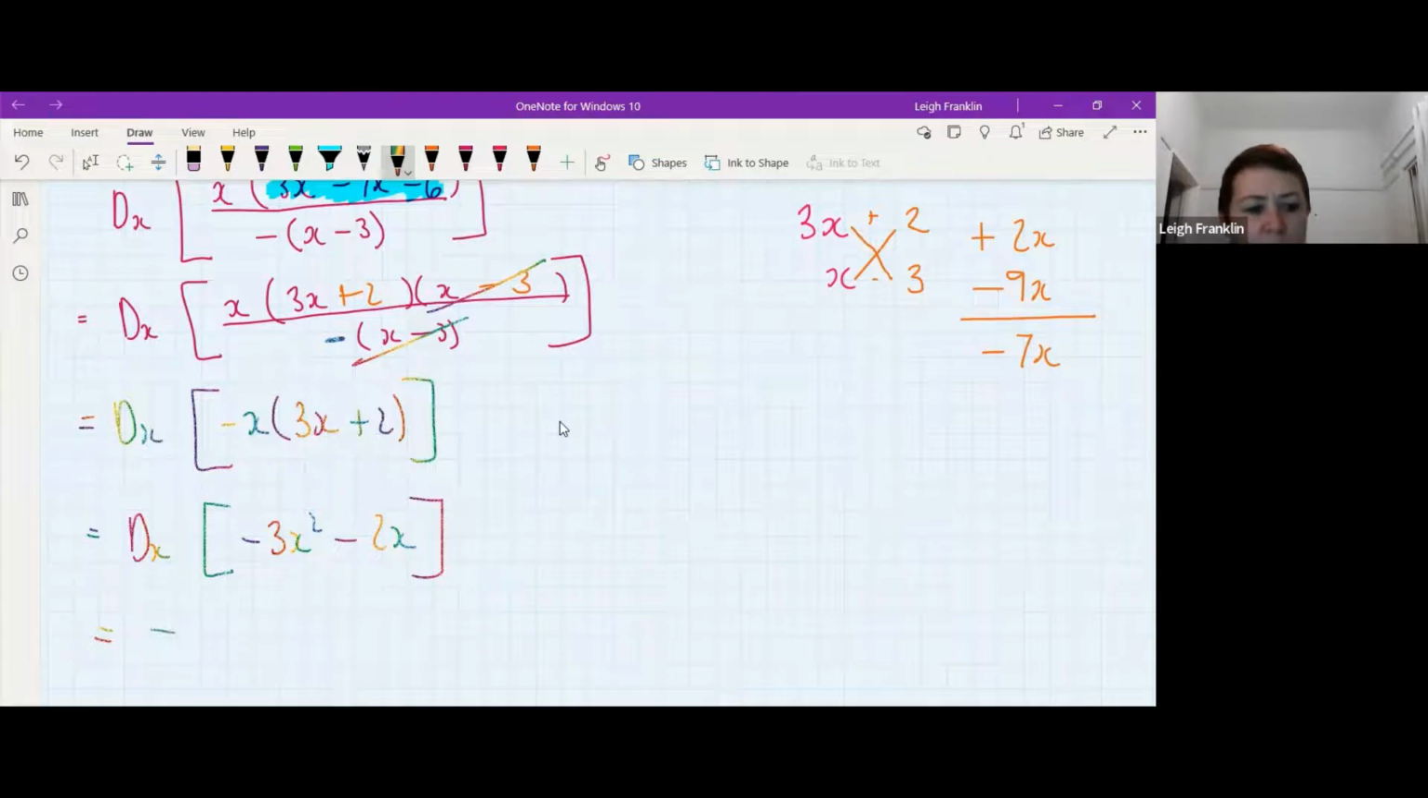So 2 times -3 is -6. Take 1 away from the exponent. So now it's x to the power of 1. Invisible 1 times negative 2 is negative 2. Take 1 away from the exponent. And now it's times x to the power of 0, which is 1. Okay, everybody happy? And there's our final answer. Nice, well done, everybody.